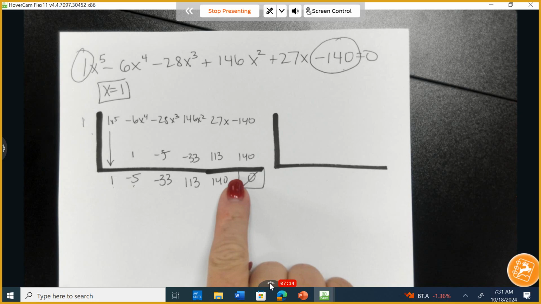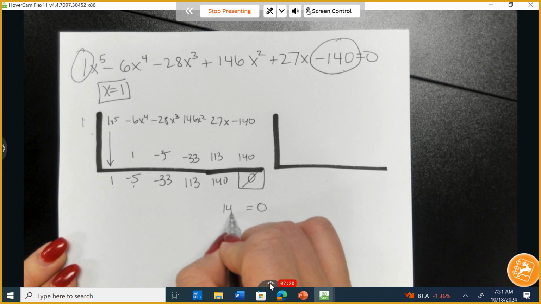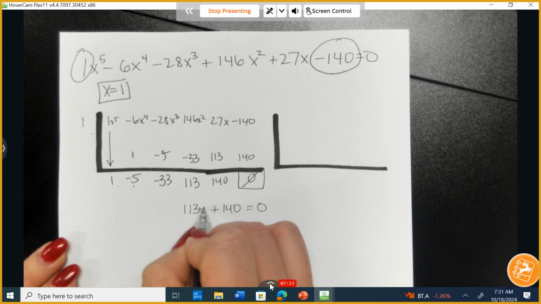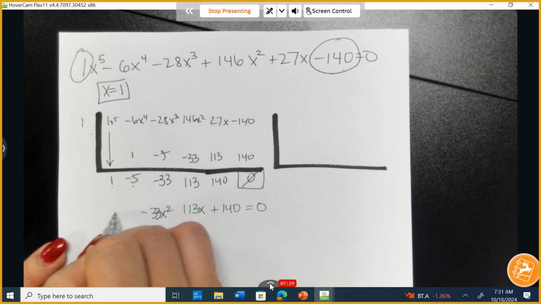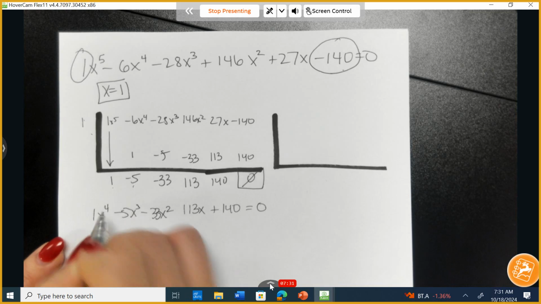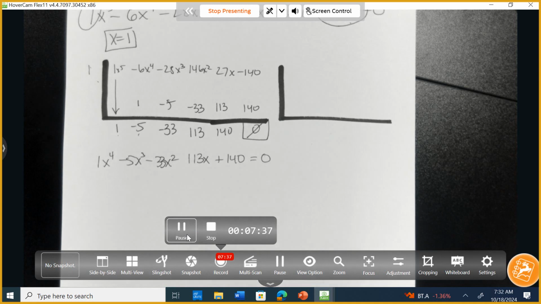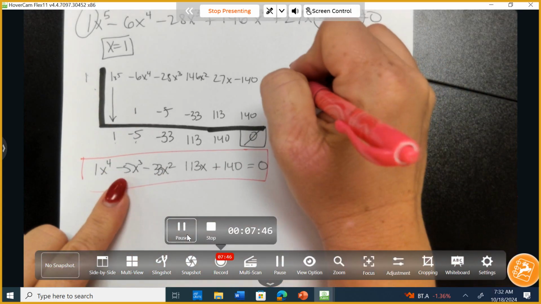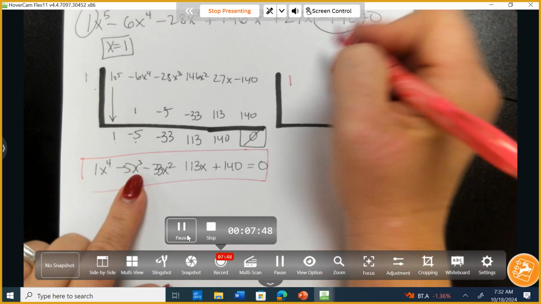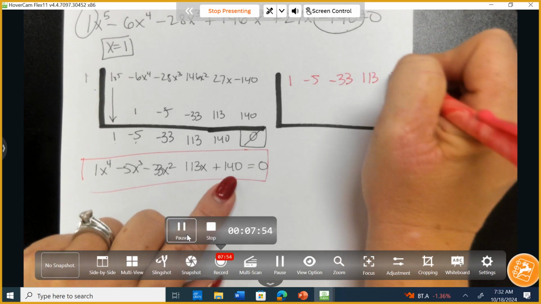But now this is where it's ugly. This is much larger than what I'm used to working with. So I'm going to write this backwards. I have 140, that's no x's. This is 1x. This is 2 x's. This is 3 x's. And this is 4 x's. Okay? If you're confused, I know there's not much room here, but I asked you now to take this polynomial that's been achieved after I found out 1 works. So I have 1x to the 4th, negative 5x to the 3rd, negative 33x squared, 113, and 140.